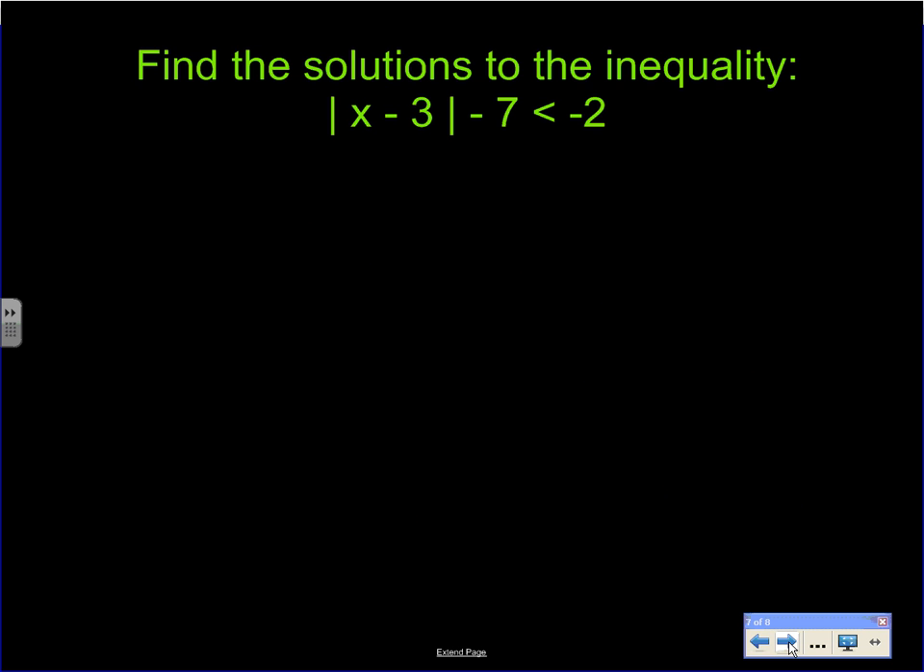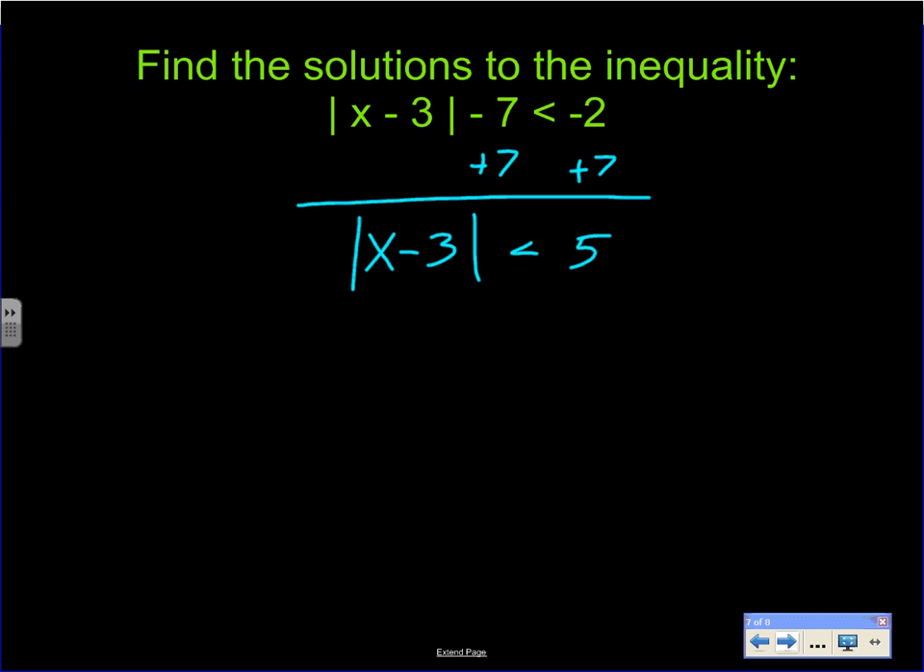Next problem here. Add 7 to both sides, so that way we get the absolute value. Negative 2 plus 7 is 5. So we get the absolute value on the left side of the inequality all by itself. Go ahead and pause the video, work the rest of this out on your own, and check your solution when I'm finished.